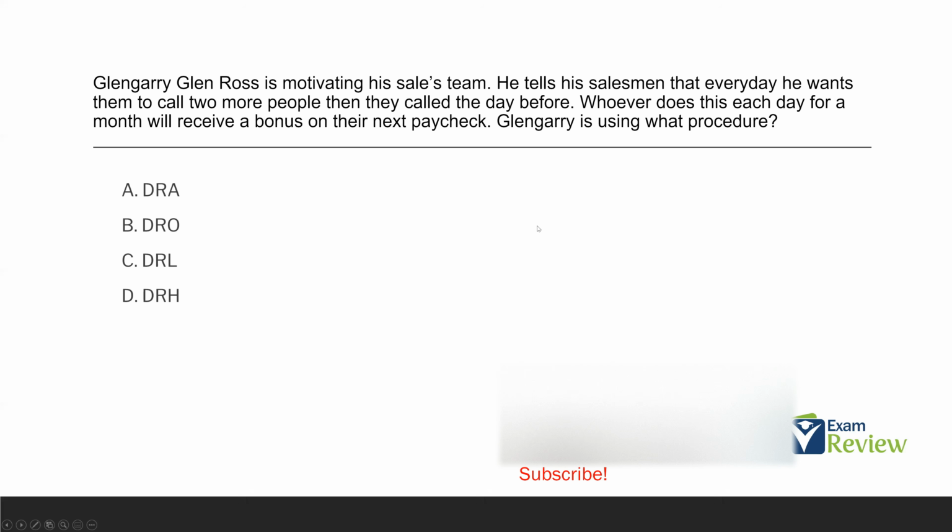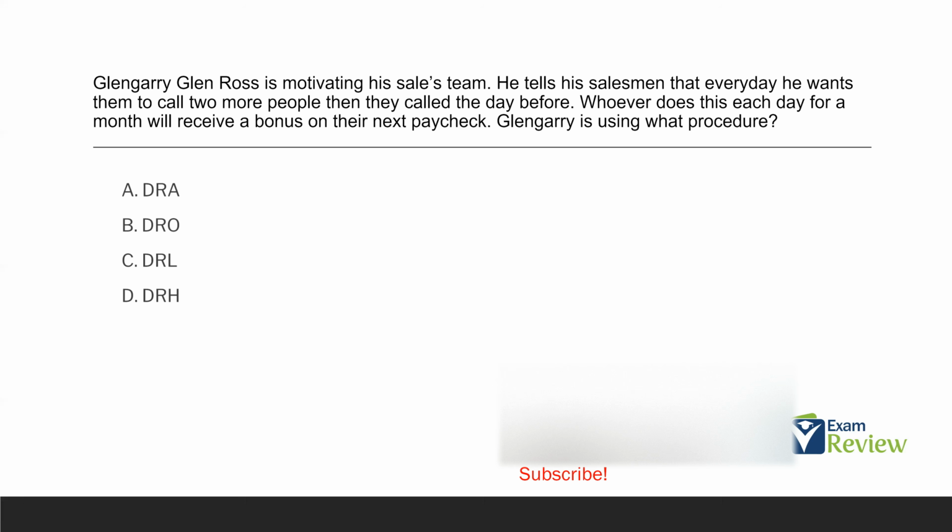So in this case, is Glenn Ross teaching a replacement? Well, no, he's motivating his sales team. He says he wants them to call 2 more people than they called the day before, so we're just increasing the calling behavior. We can eliminate DRA because we're not teaching an alternative. We're just increasing a behavior that already exists. Are we looking at a DRO procedure? No. A DRO procedure picks a target behavior and then reinforces anytime that behavior doesn't occur. We're trying to decrease that target, and we're not doing that here.